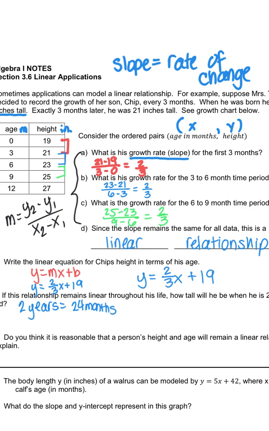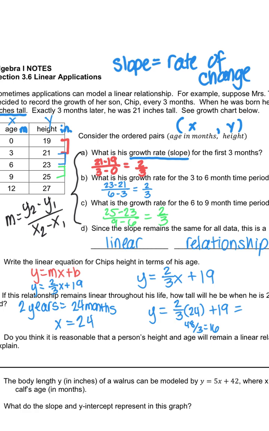Therefore, his age, which is also our x, right? Our x and our y, so the age is our x, so that means x equals 24. So let's go ahead and put that into our linear equation that we found. So y equals 2/3, and instead of x, I will use 24, plus 19. And we get 2 times 24 is 48, divided by 3, which is 16.